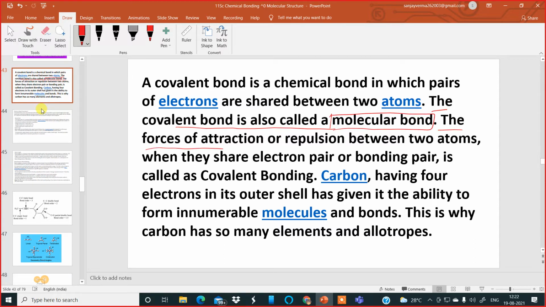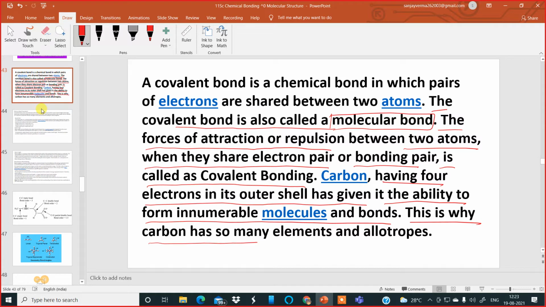The forces of attraction or repulsion between two atoms when they share an electron pair or bonding pair is called a covalent bond. There might be forces of attraction and forces of repulsion. Both these forces are responsible for holding the two atoms together. That's how it becomes a covalent bond. Carbon, having 4 electrons in its valence shell, has the ability to form innumerable molecules and bonds. This is why carbon has so many allotropes. So this was the introduction to covalent bond.